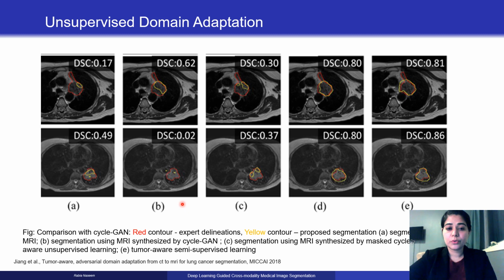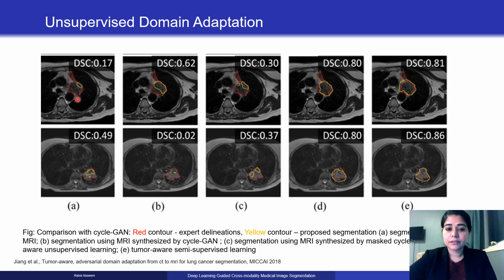The results of the proposed unsupervised domain adaptation method were compared with cycle GAN variants. The cycle GAN results and its variants' results are shown in figure B and C, and the proposed unsupervised domain adaptation results are shown in figure D and E. From the dice scores, we can see that the results in case of tumor-aware loss, when it is applied either in the semi-supervised learning manner or in unsupervised learning manner, in figures D and E, are better compared to cycle GAN variants.